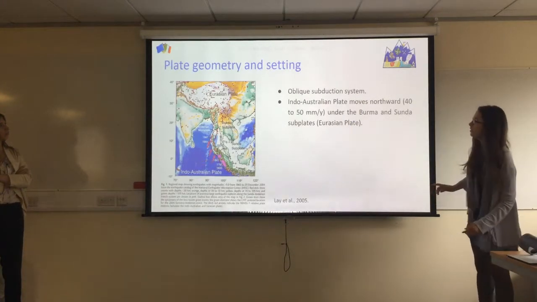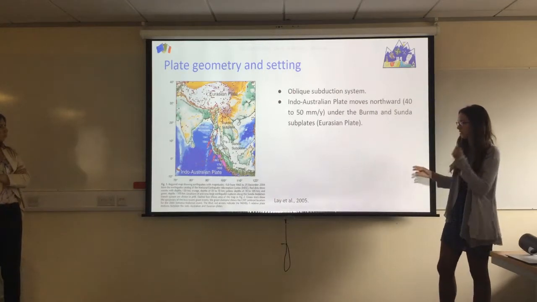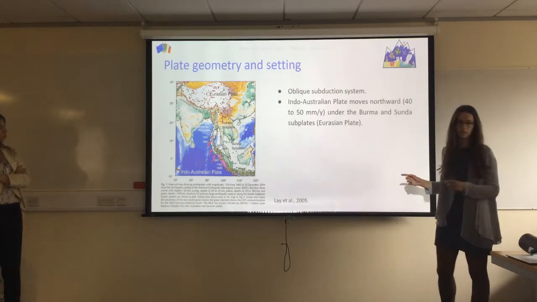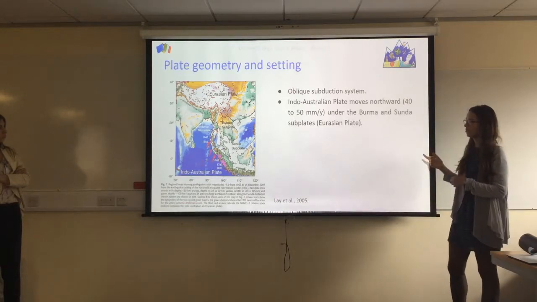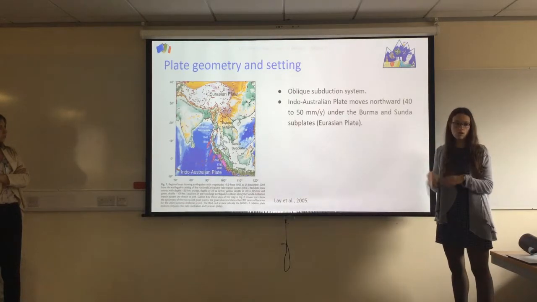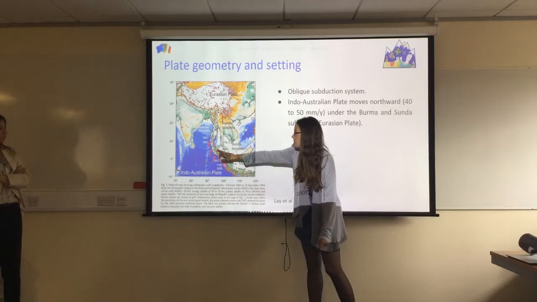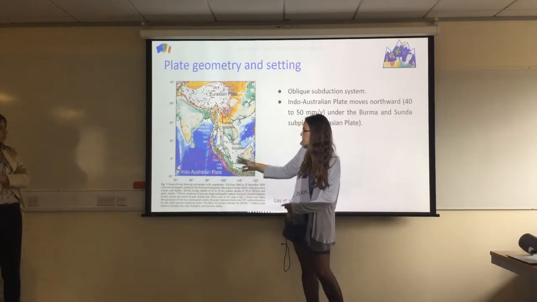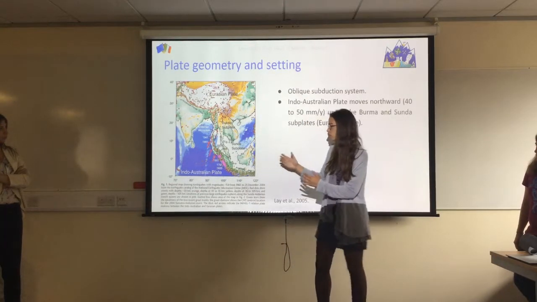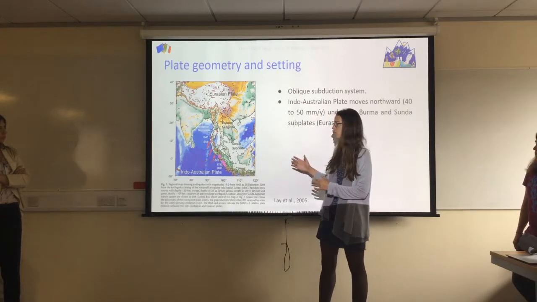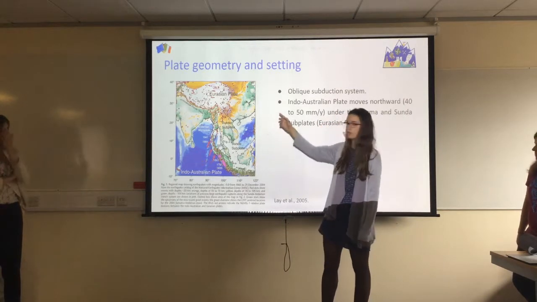So here we can see the geodynamical setting of the area. In this region, there's a subduction system, and at the boundary between the Euro-Asian plate and the Indo-Australian plate this huge earthquake occurred. We can see here the epicenter of the 2004 event, and in this picture we can also see the movement of the Indo-Australian plate, which moves around 45 millimeters per year under the Sunda and the Burma subplates, which are fragments of the Euro-Asian plate.